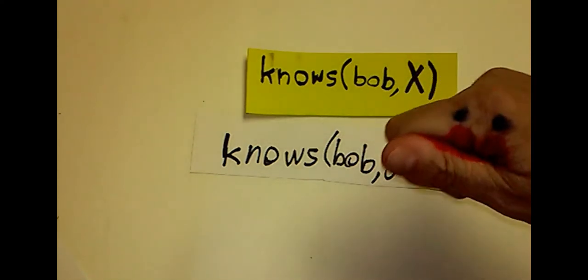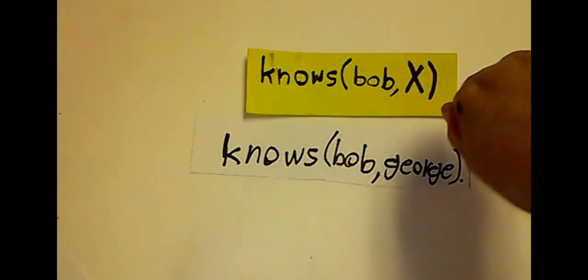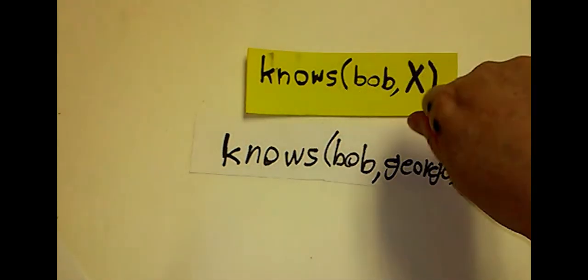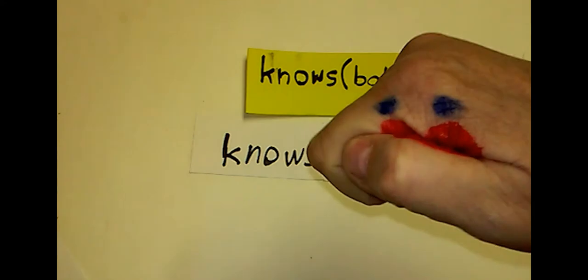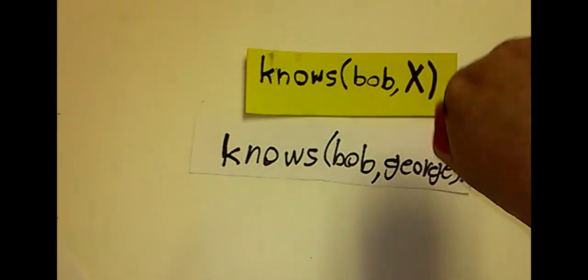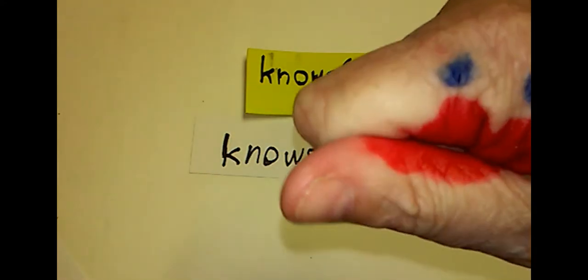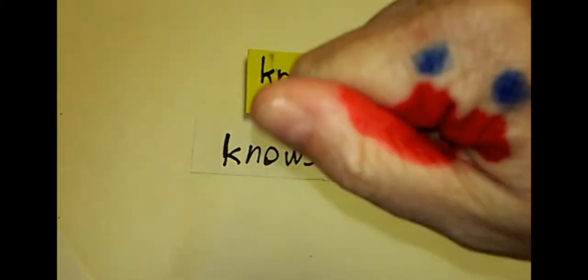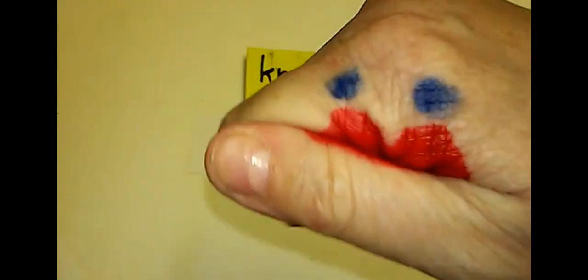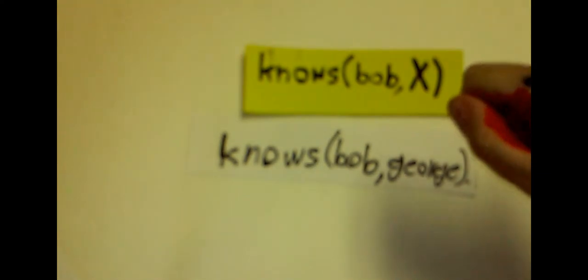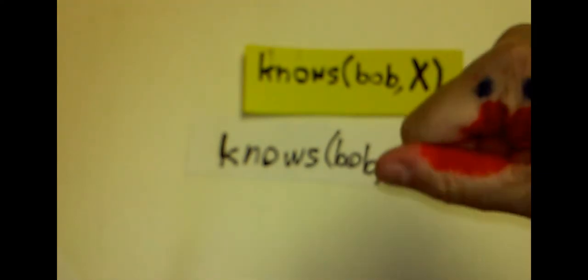Boop-a-doop-a-doop-a-doo. Oh, look. Same functor. Same arity. The first argument matches. Woohoo! Okay. The second argument would match if the X, which we don't know, was George. So, X gotta be George, or can be George. And then I've proved it. See? If X is George, I've proved it.